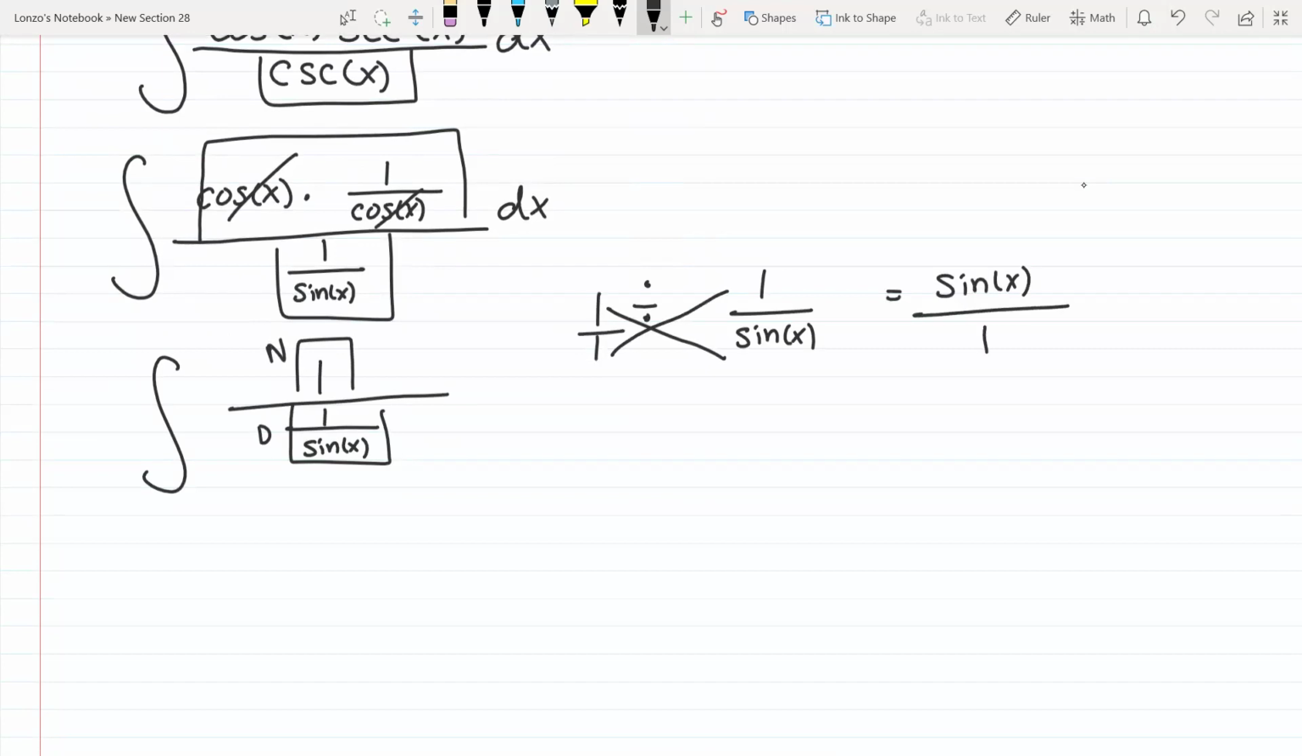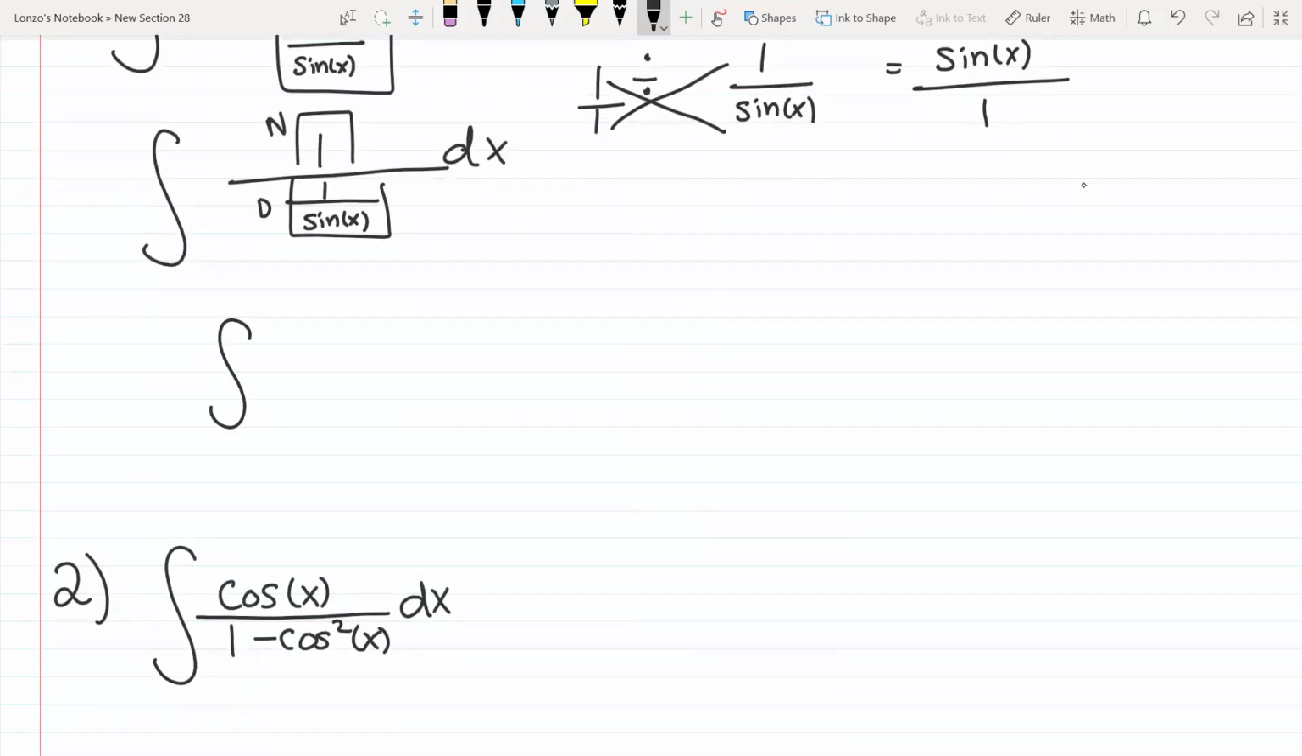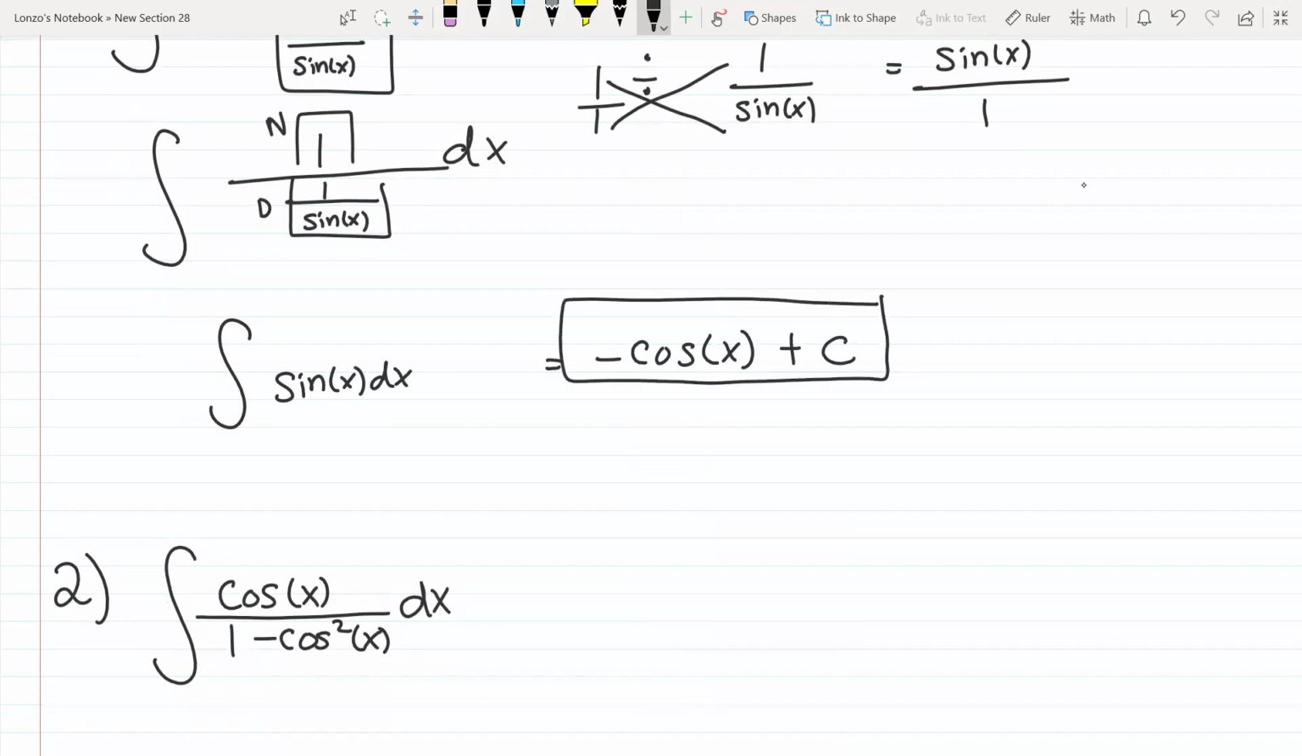Okay, so what is the integration of sine x dx? That's something you should know. The integration of sine x is negative cosine of x plus c. Always don't forget your plus c. Okay. Let's move on to 2.